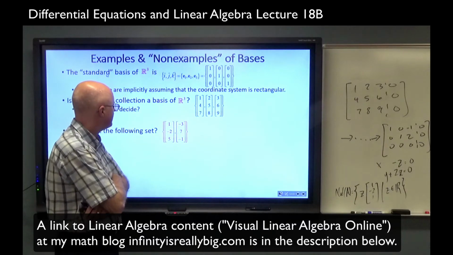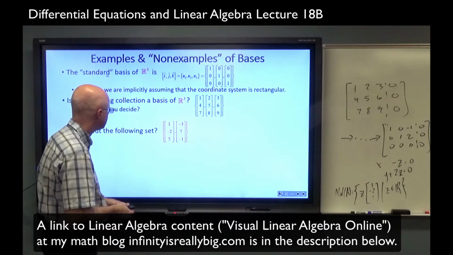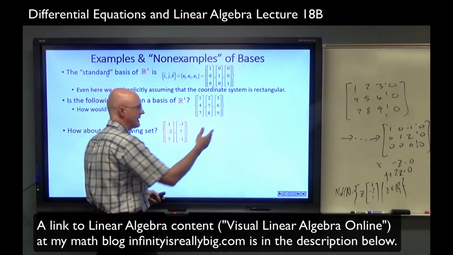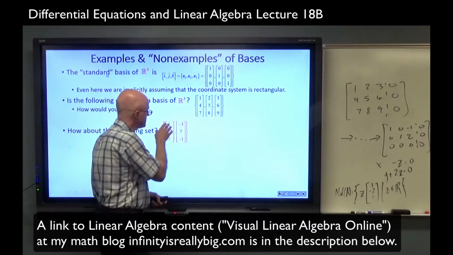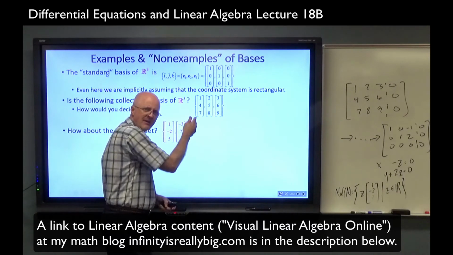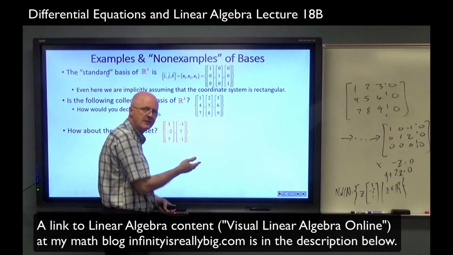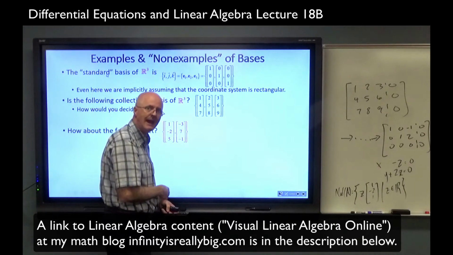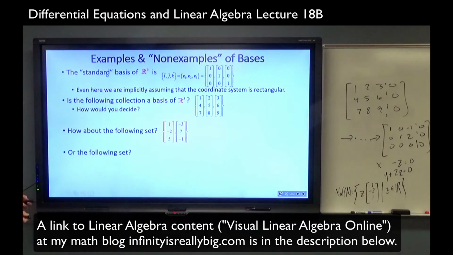How would you verify that it does not span R3? You would once again want to think about row operations, where your augmented matrix in this case would be 3x3, and you'd go ahead and pick an arbitrary vector over there for the third column. In all likelihood, you'd get an inconsistent system, and that would mean it would not span R3. I'm not going to show you the details.